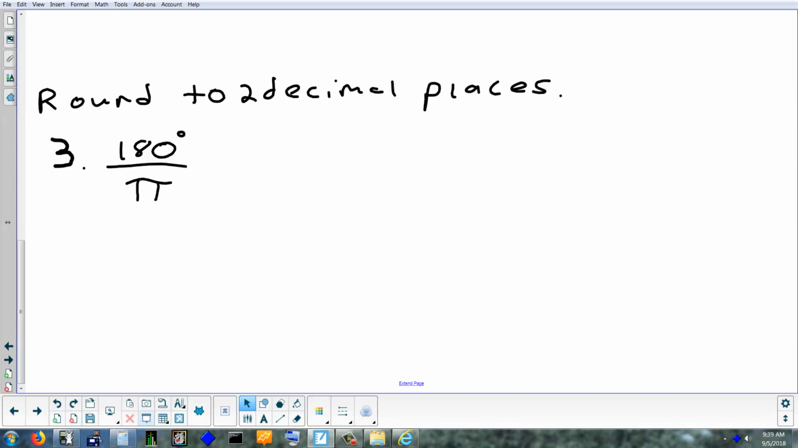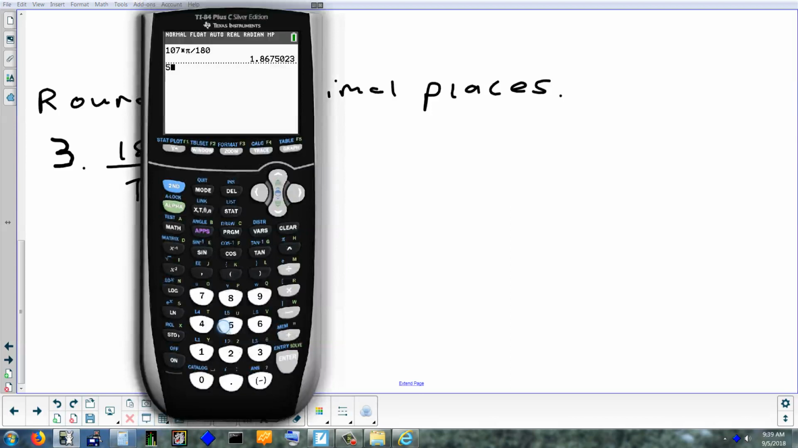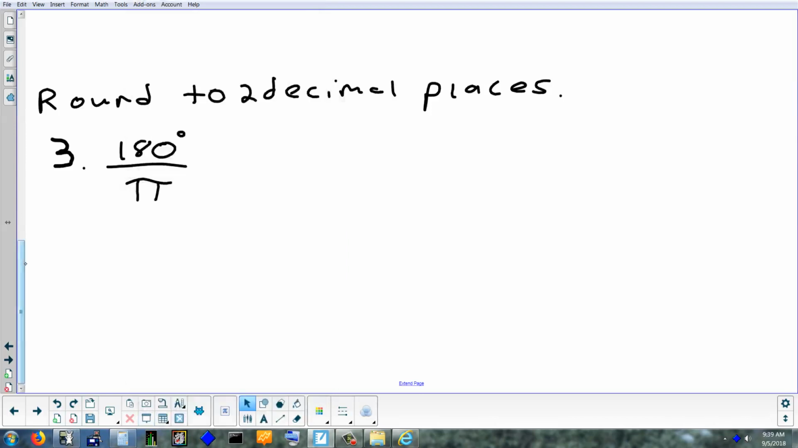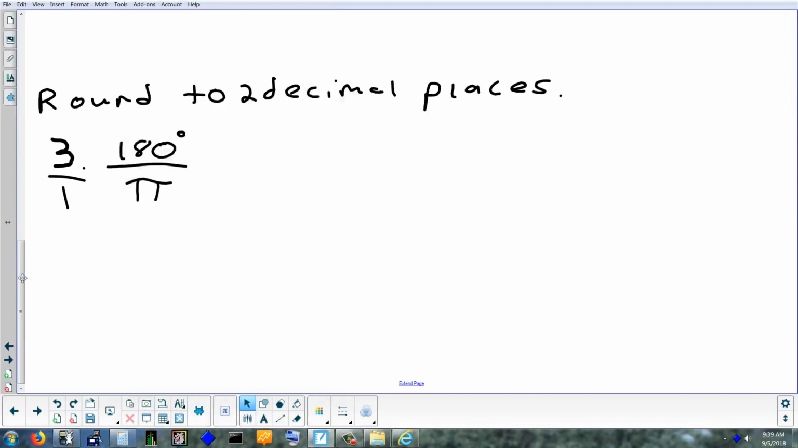3 times 18 is 54. So that's 540 divided by pi. Wait, where's the 4th number? You can always put it over 1 if you really want to. But 3 times 180, that gives me 540. Well, you could just type it in, but that's what it is. Divided by pi. So on mine, I press second. If you can't find the pi button, I'll help you after. And you get 171.89 degrees.